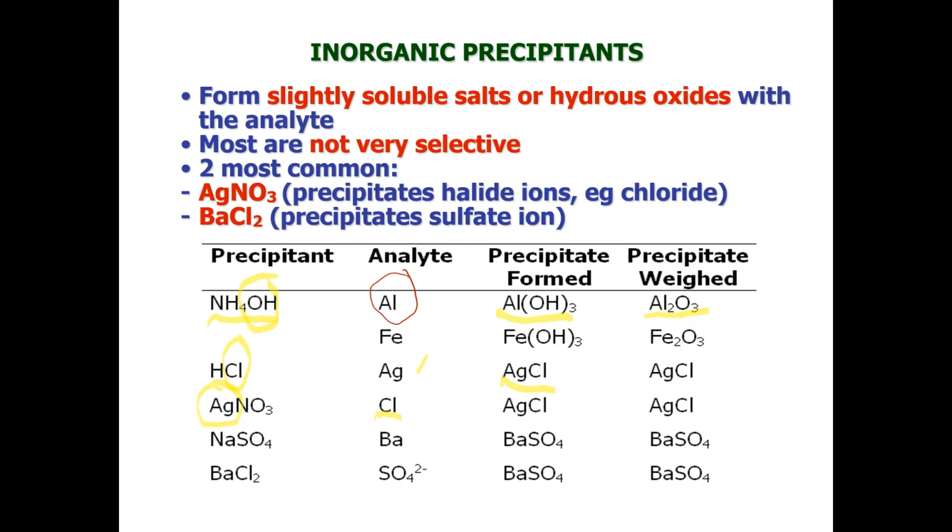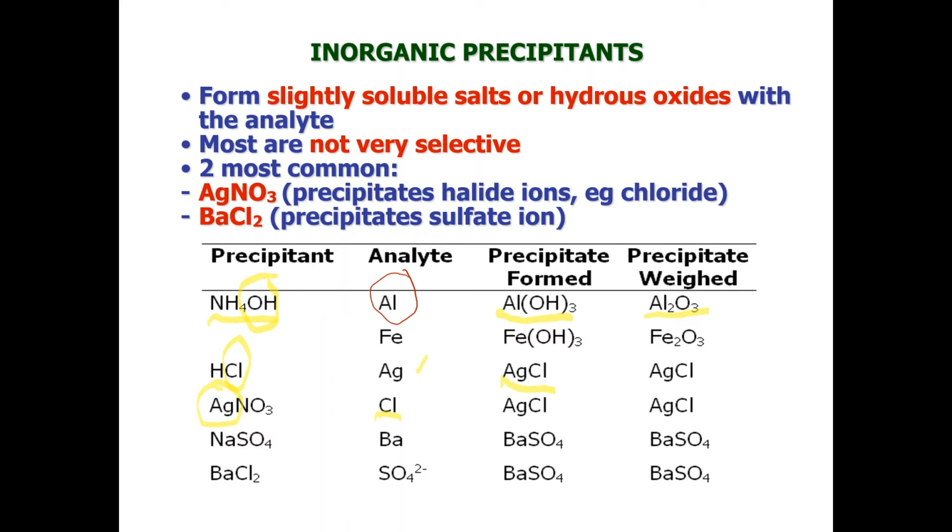A spectator ion is present in the solution, but it is not involved in the formation of the precipitate. It remains in the solution, and this contributes to what we call impurities. To have a pure AgCl, we have to remove that nitrate. In the above example, we have to remove the H plus from HCl. We have to remove the ammonium from ammonium hydroxide. So these serve as impurities to the purity of the final form of our precipitate.